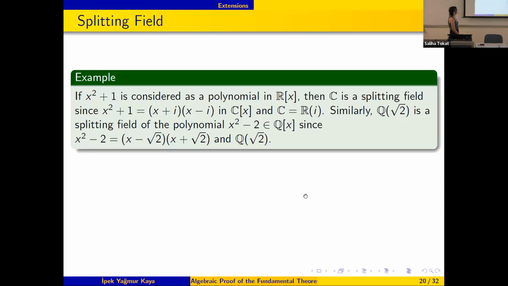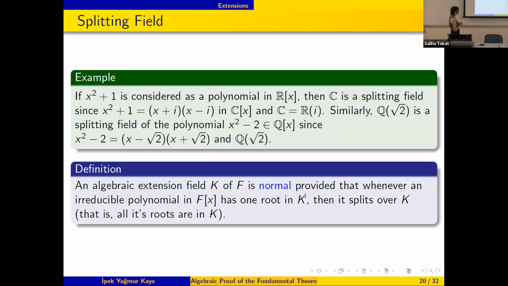Example: if x squared plus 1 is considered as a polynomial in R[x], then C is a splitting field, since this polynomial can be factored as (x plus i)(x minus i), and C is equal to R adjoined i. Similarly, Q adjoined square root of 2 is a splitting field of the polynomial x squared minus 2 in Q[x].